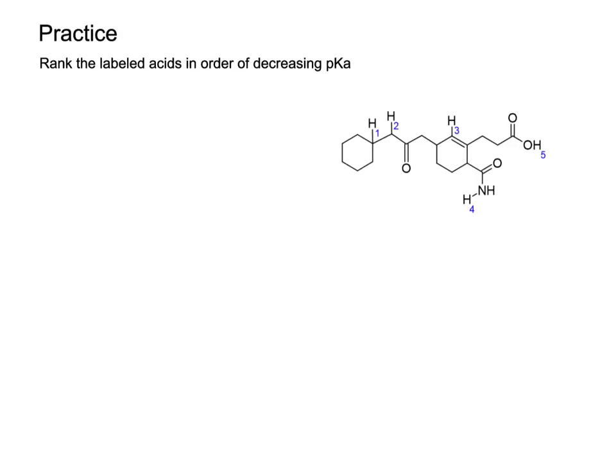Now that we've learned all of the factors that we need to determine the strength of an acid or base, let's go ahead and put this all into practice. So I have a molecule here, and what we're going to do is rank the labeled acids, or in other words, the labeled hydrogens, in order of decreasing pKa. So what does that mean, decreasing pKa? Well, a lower pKa means a stronger acid. So essentially what we're going to be doing here is putting these in order from least acidic to most acidic.